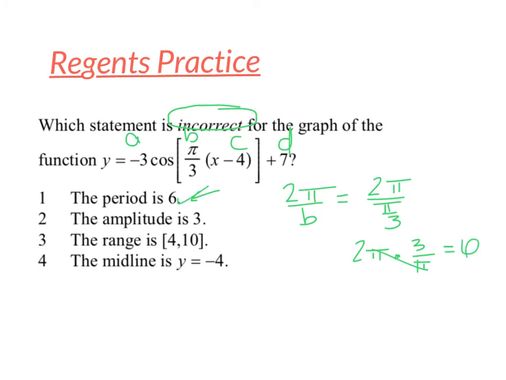The amplitude is 3. Well, I'd get that from my A value. Remember, amplitude is the absolute value of A. So take the absolute value of -3, I do get 3. So this one is good.